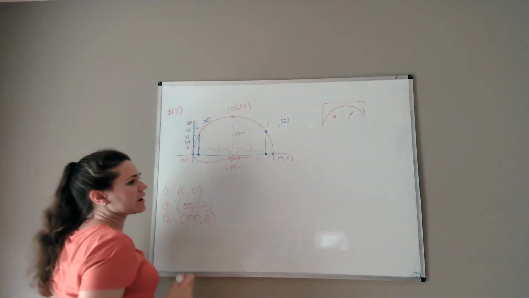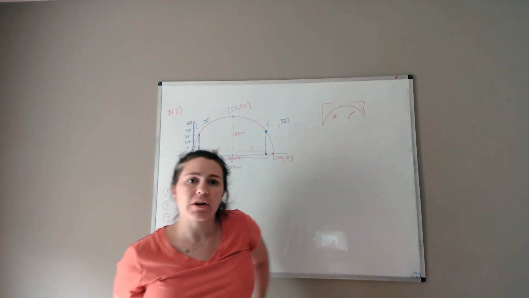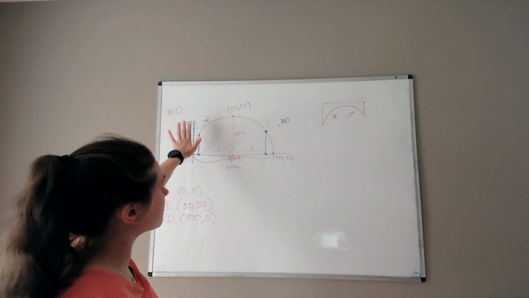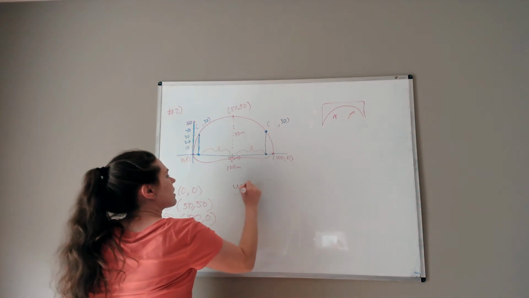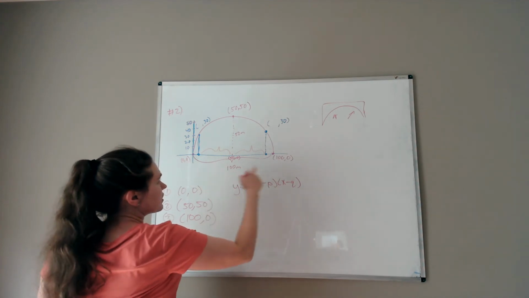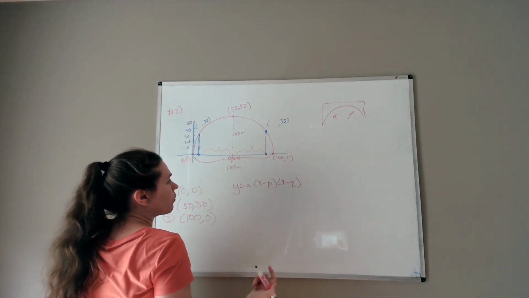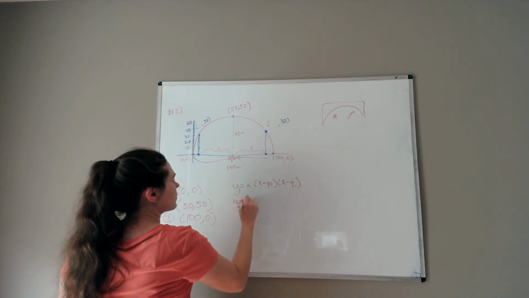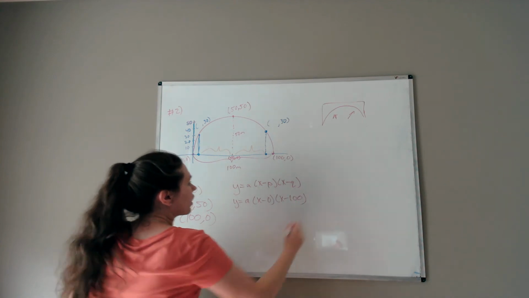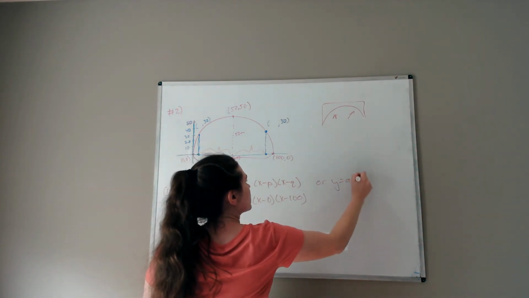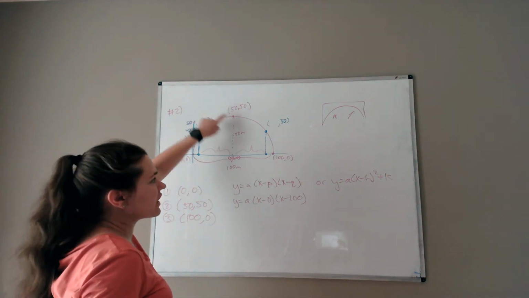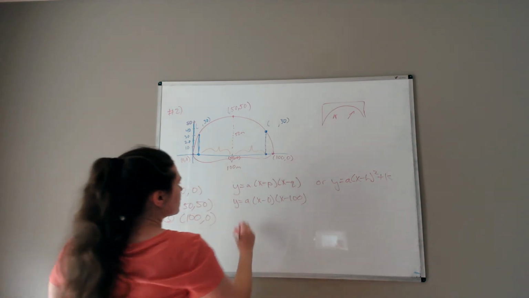Now, if these were 3 random points, you would have to use 3 variable systems. But the way that we drew this, specifically imposed the coordinate plane, we can actually just use intercept form here because we have the 2 x-intercepts. The first x-intercept is 0. The second x-intercept is 100. Okay, so we have y equals a times x minus 0 times x minus 100. Or you could even use vertex form, y equals a times x minus h squared plus k, because you have the vertex at another point, okay? So it doesn't matter.